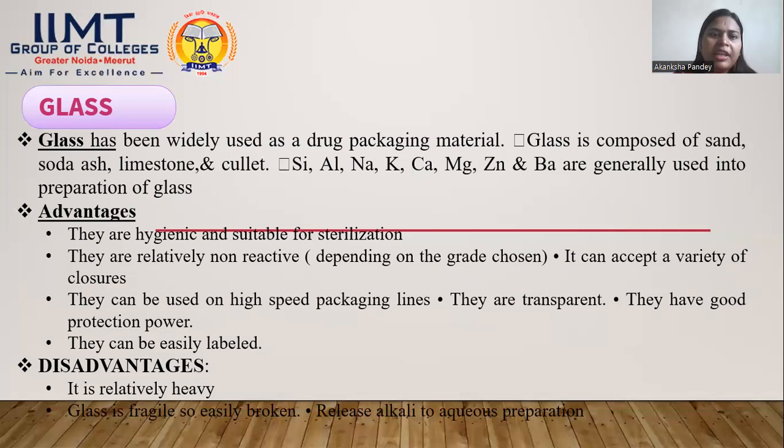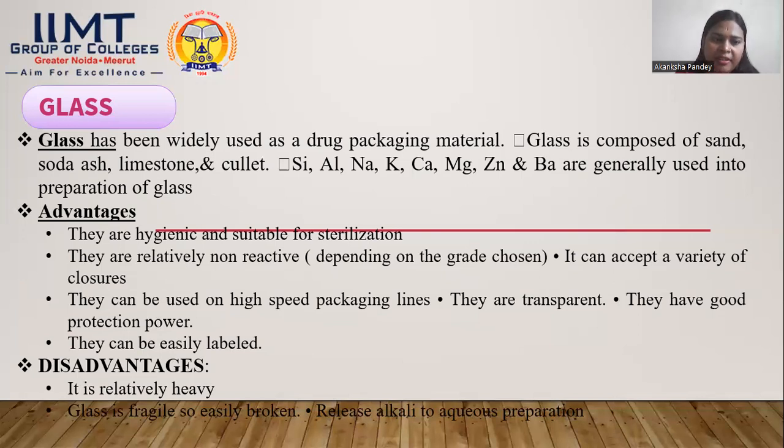Advantages: they are hygienic and suitable for sterilization, a very important advantage, since we can use them by sterilizing. They are relatively non-reactive, and they can be used on high speed packaging lines. They are transparent, so we can have a view of the content we have packed in the glass containers. They have good protective power and can easily be labeled.